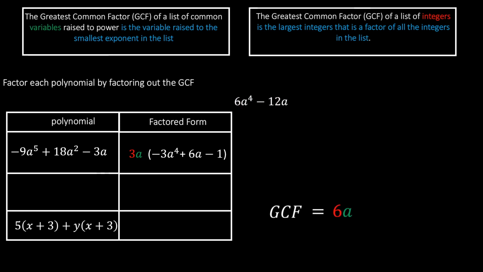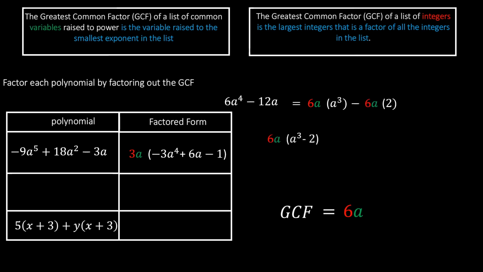Now we can use the greatest common factor to rewrite the polynomial. So the polynomial is 6a times a cubed minus 6a times 2. We then can factor out 6a to get the factored form 6a times (a cubed minus 2).